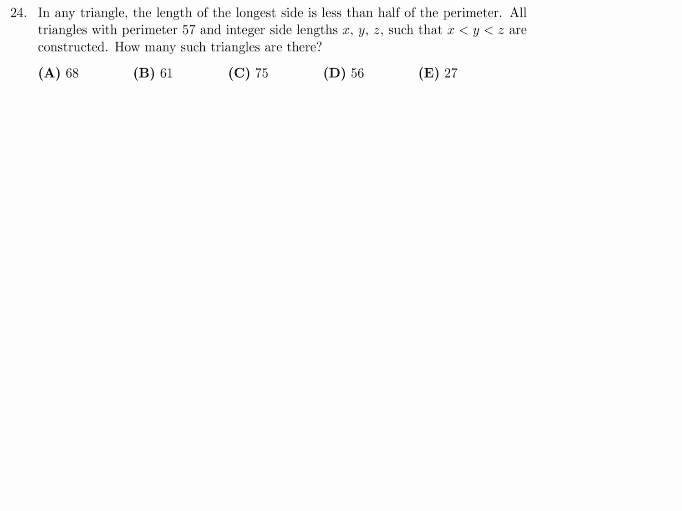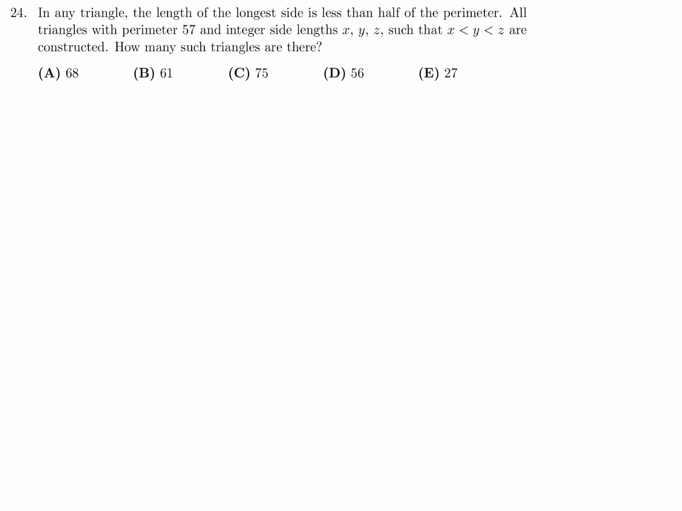In any triangle, the length of the longest side is less than half of the perimeter. All of the triangles with perimeter 57 and integer side lengths x, y, z such that x is less than y less than z are constructed. How many such triangles are there?